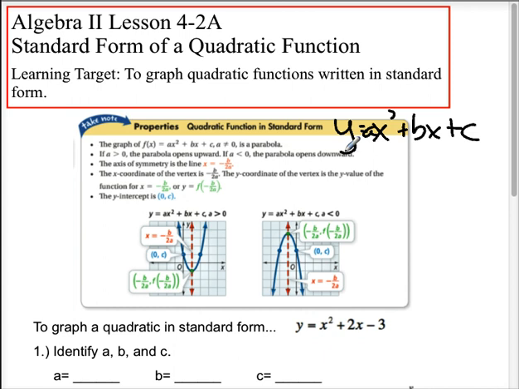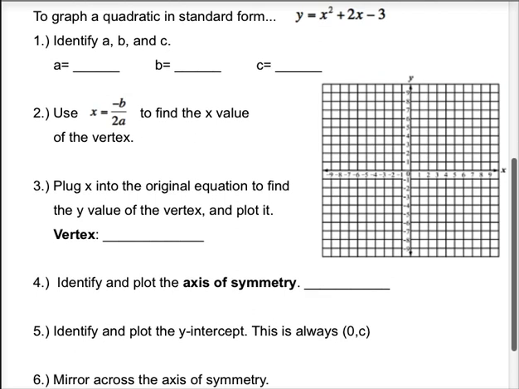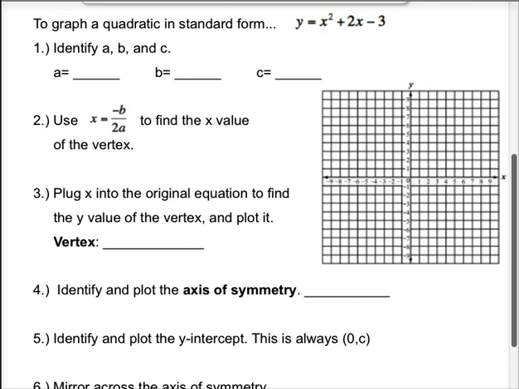So the first thing we have to do when we're graphing these is identify, well, what is my a, what is my b, and what is my c? So that's the first thing to remember. With standard form, you have to identify each of those pieces. Well, here, what number is with my x squared? Well, there's a secret 1 there. What's with my x? A 2. And what's by itself? That minus 3.